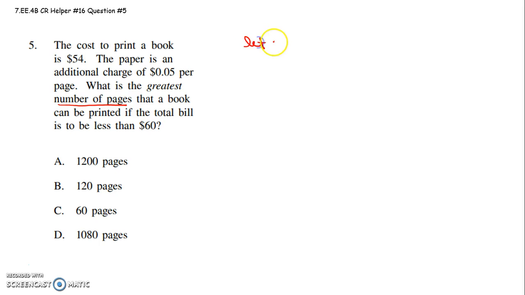So I'm going to let X represent my number of pages. Now it tells me the paper is an additional charge of 5 cents per page. 5 cents per page would be 0.05 times X, times the number of pages. It's 5 cents per page. So if you take 5 cents, multiply it by your number of pages, that's the additional charge for the paper.